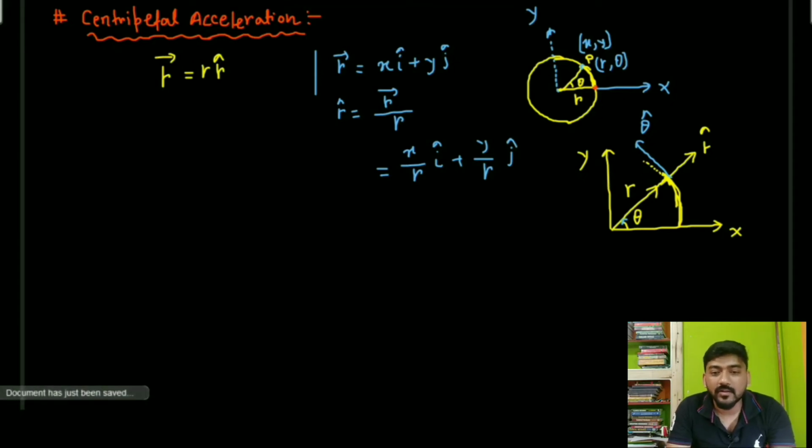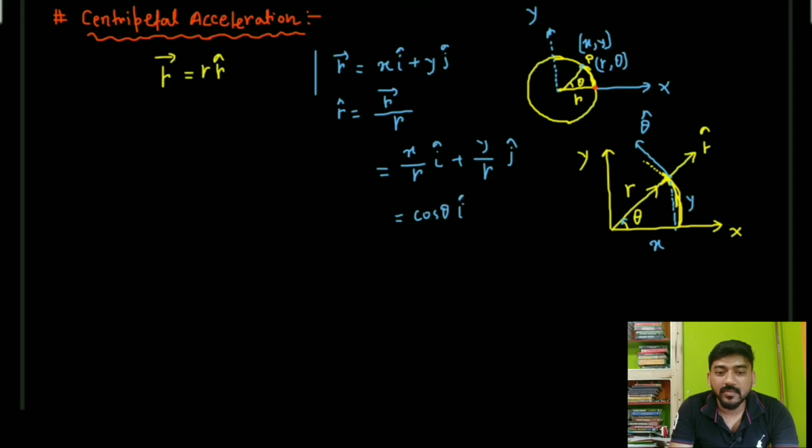Okay, so y by r into j cap. Now what is x by r and y by r? You can find from here. This is actually x and this is r, and y is this. So x by r is nothing but cos theta. So it will be cos theta i cap plus sin theta j cap.